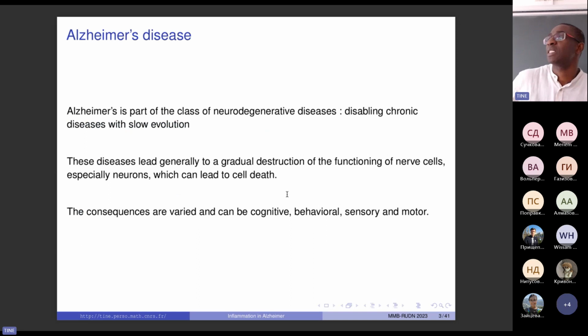So what is Alzheimer's? Alzheimer's is part of the class of neurodegenerative diseases, which are disabling chronic diseases with slow evolution. These diseases generally lead to a gradual destruction of the functioning of nerve cells, especially neurons, which can lead to death. The consequences are varied: they can be cognitive, behavioral, sensory, and motor.